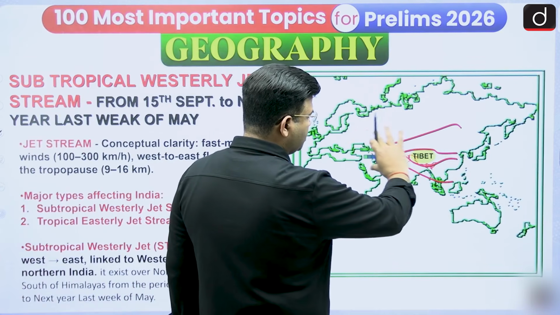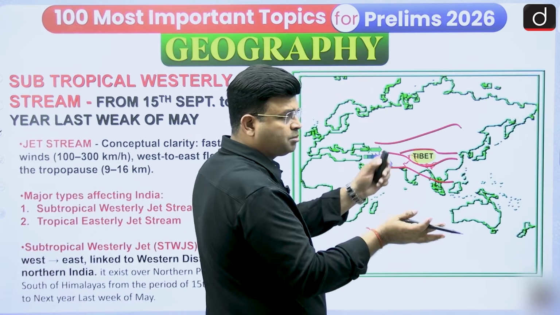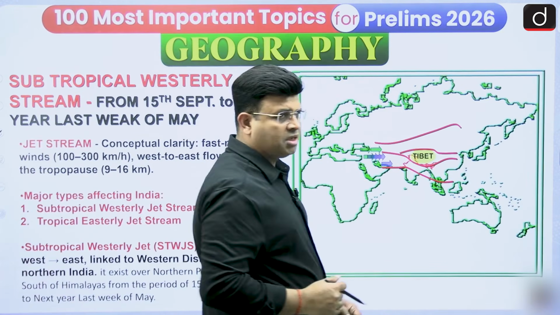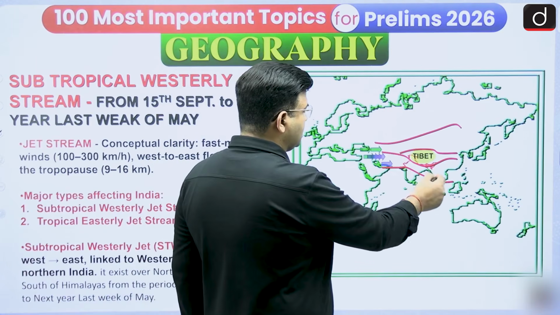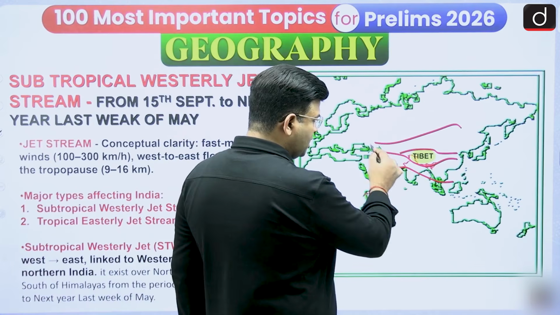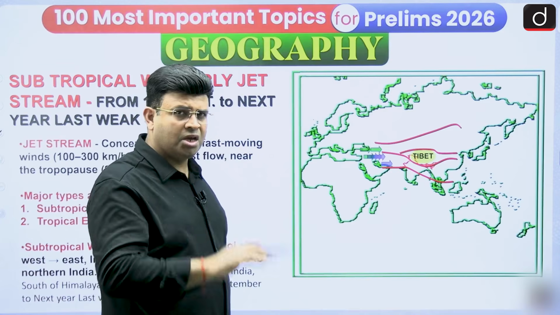It is moving in the upper atmosphere from west to east, and because of the lofty Himalaya, it has been divided into two parts. One is in the north of the Himalaya, another is in the south of the Himalaya. So when it is moving over the south of the Himalaya, this subtropical jet stream causes air to descend.